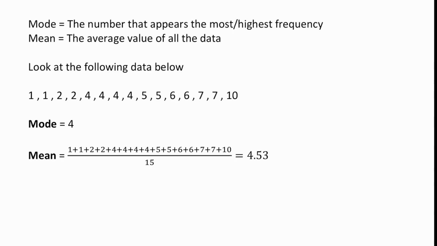So we'll look at the following data below. Alright, you can see that the number 4 is the data point that appears the most. So that's why the mode is simply 4. Now to find the mean, all we need to do is add all the data points below and divide by the number of data. So you can see that when you add everything up, the mean is simply 4.53.